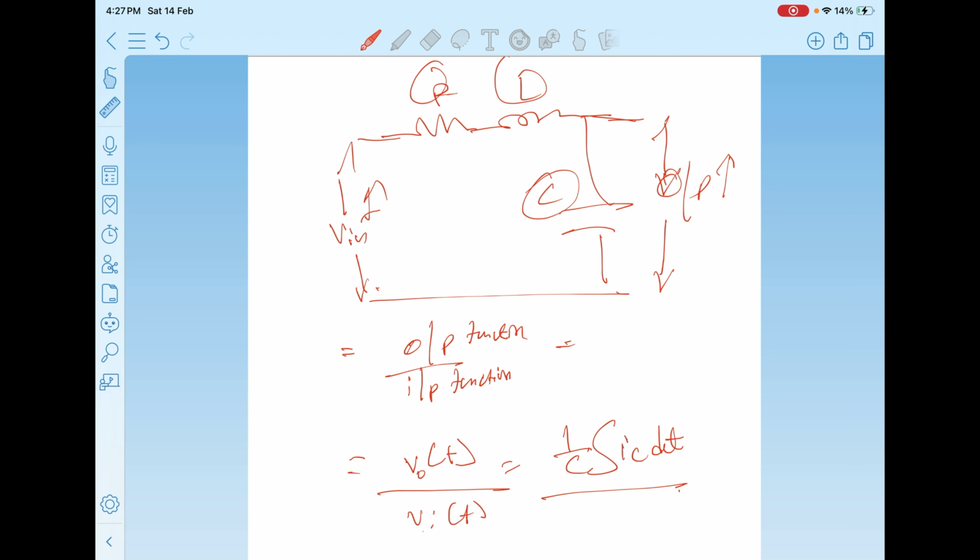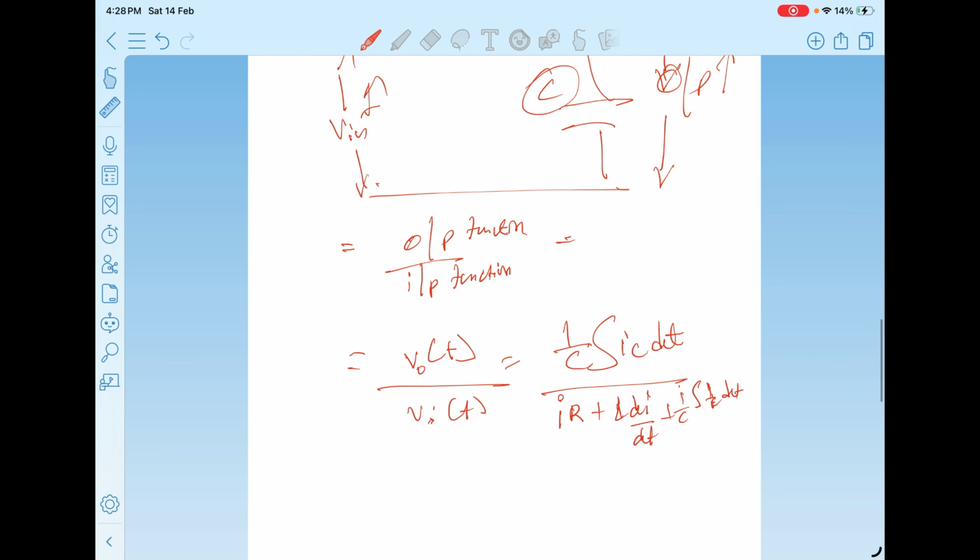And what is the input equation? Input is the sum of all three, this plus this plus this, so it is i R plus L di by dt plus 1 by C integral of ic dt.